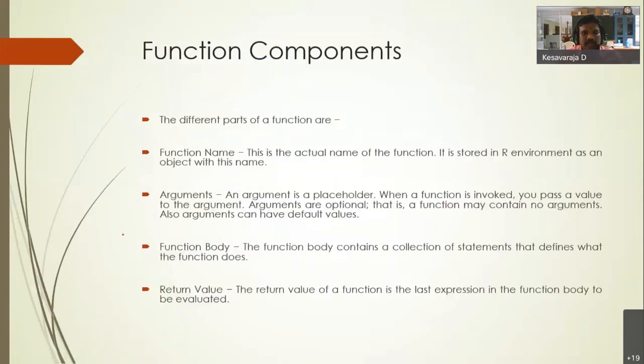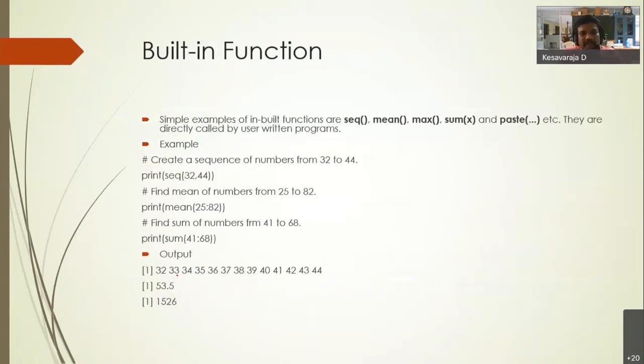The function components are: function name, arguments, function body, and return value. The function name is the name of the function. Arguments: you can pass however many arguments are needed for processing that particular task. Function body: a collection of statements. Return value: if needed, a function can return a result. These are the basic components of a function.